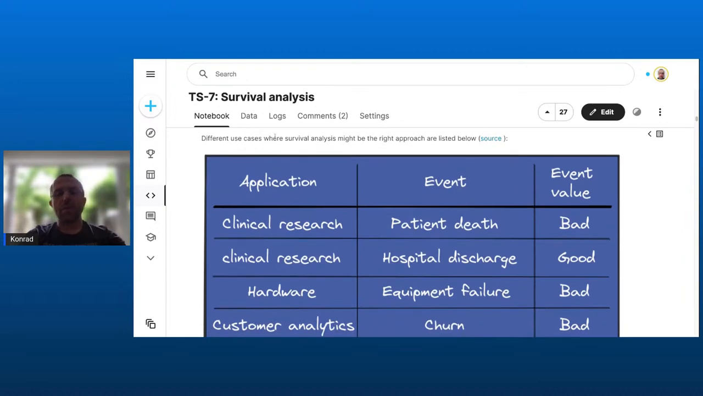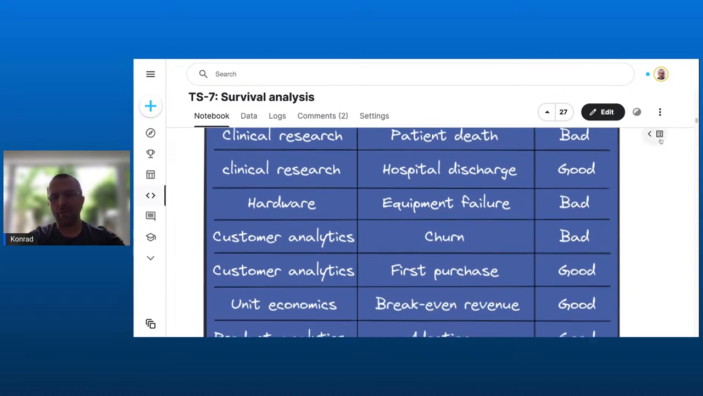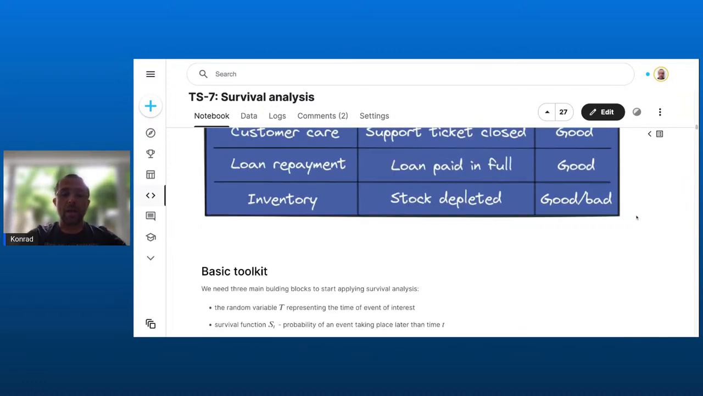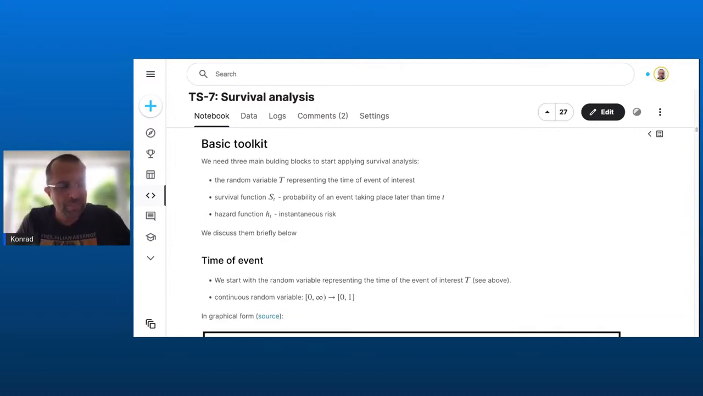Just to give you a brief example for context, how does it change across different applications? As I mentioned earlier, the actual event that we wait on can be a good thing or a bad thing. In clinical research, someone falling sick, that's bad. Someone making a recovery, that's good. Churn is an example we'll be using later. Obviously, we are interested in our customer base remaining loyal to us. So if someone drops off, churns, that's bad, etc. So that would be the basic introduction to survival analysis.